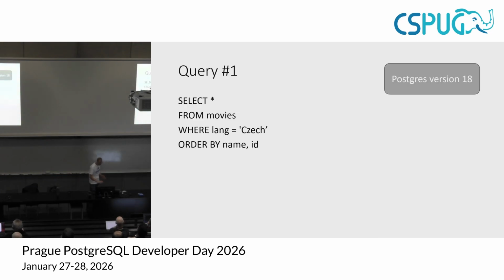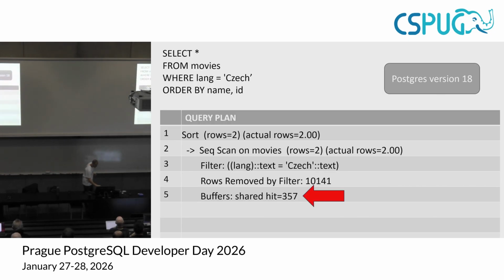So this is my query number one. I'm interested in movies in Czech, sorted by name and ID, and I'm using the famous select star column as the best practice. And there are only 2 movies in Czech in my database. And I have Postgres version 18. That's very important. This is the actual execution plan.